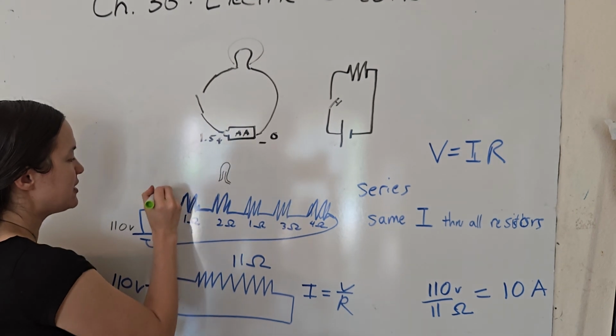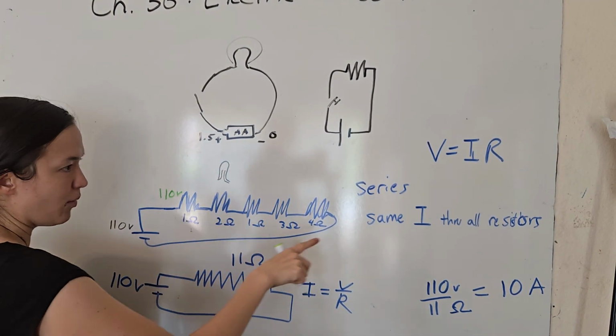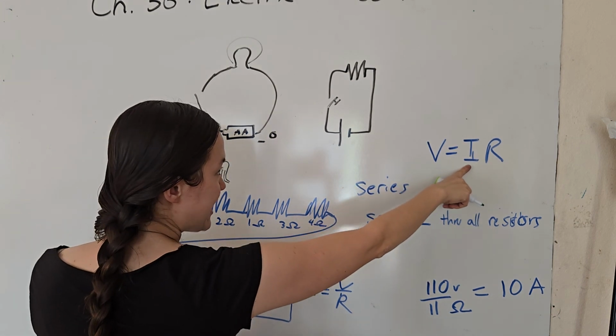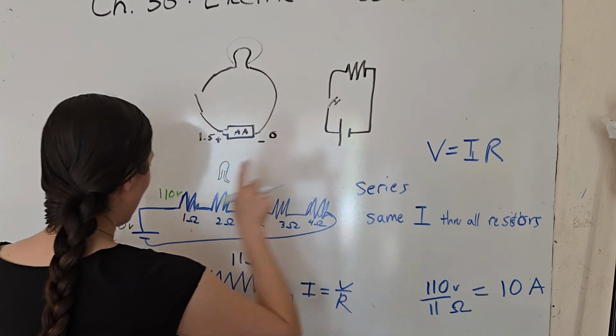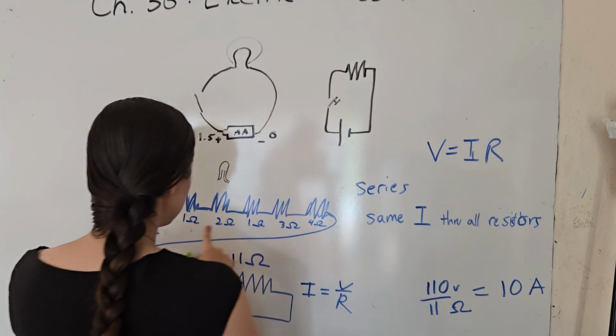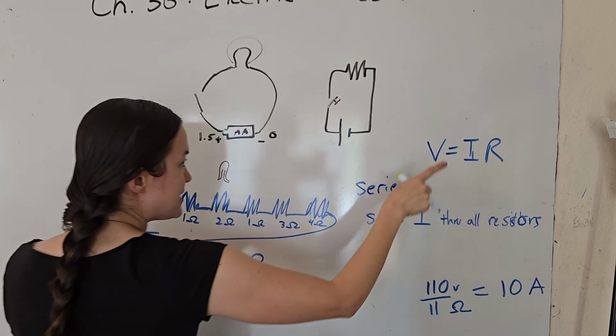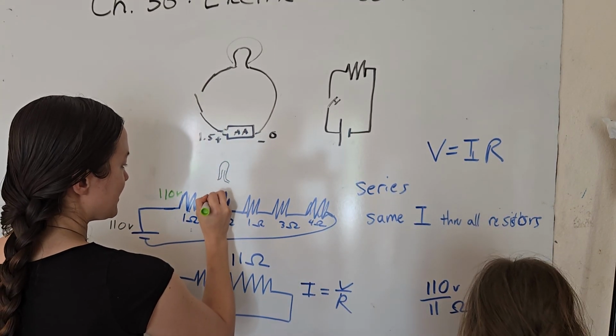Okay, so now we've got 110 volts here, and we know it will drop by the current, 10 amps, times the resistance, 1 ohm. So it's going to drop by 10 volts. We get a 10 volt drop. So now it's only 100 volts on this side.